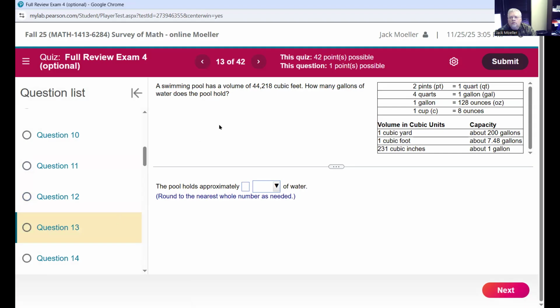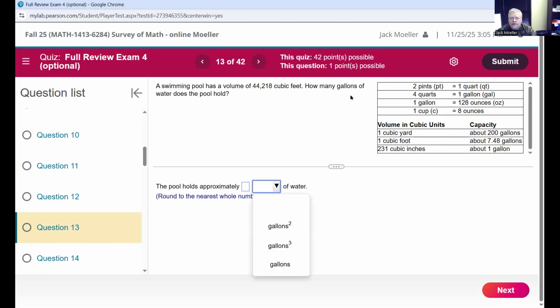All right. A swimming pool has a volume of 44,218 cubic feet. How many gallons? Do we have a direct conversion? We have cubic feet to gallons. Now this one doesn't have the unit. Okay. Now this is what I wish it did. Notice they don't have the units.